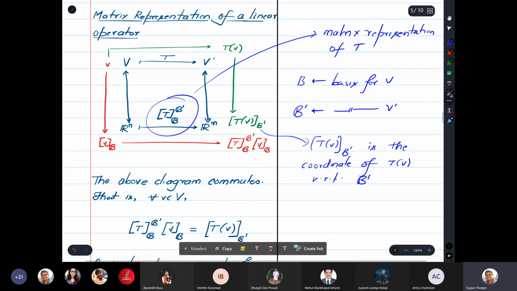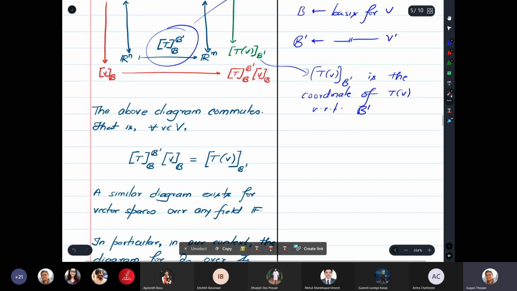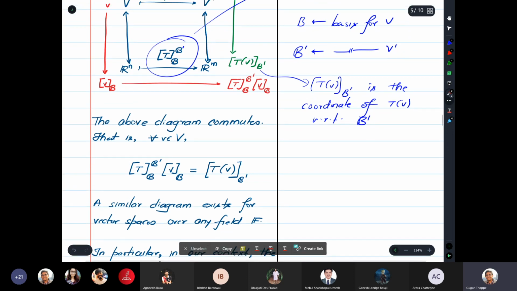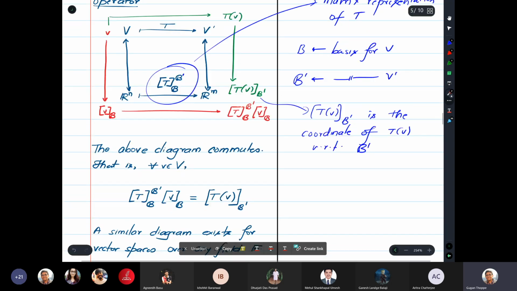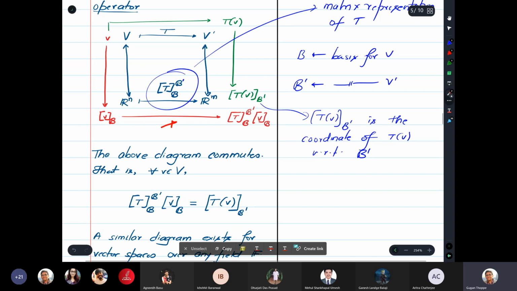And now you take this vector and this matrix and you multiply it, and whatever is the result, these two things must be the same, right? So this diagram commutes means that you take this matrix and multiply it with this vector over here. This should equal the coordinates of T of V with respect to B prime. This is what this diagram commutes means, and this is how you are supposed to interpret this diagram, right?